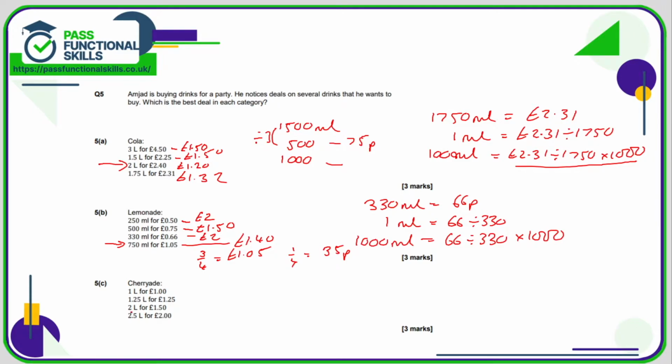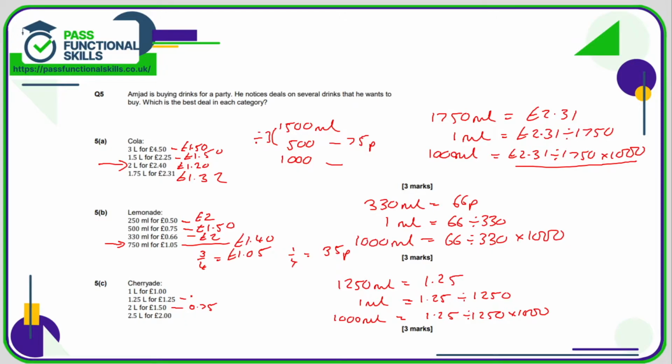Well, 1 litre costs £1, nice and easy. If 2 litres is £1.50, then 1 litre is going to be half that, so 0.75. For 1.25 litres, that's 1,250 millilitres, and it costs £1.25. So I'm going to work out the price of 1 millilitre, which is £1.25 divided by 1,250, which is going to be a very small number, and therefore 1,000 millilitres is going to be 1.25 divided by 1,250 times 1,000, which works out at £1 per litre.